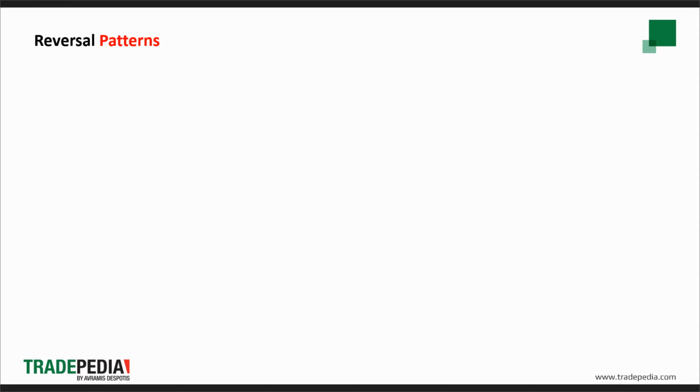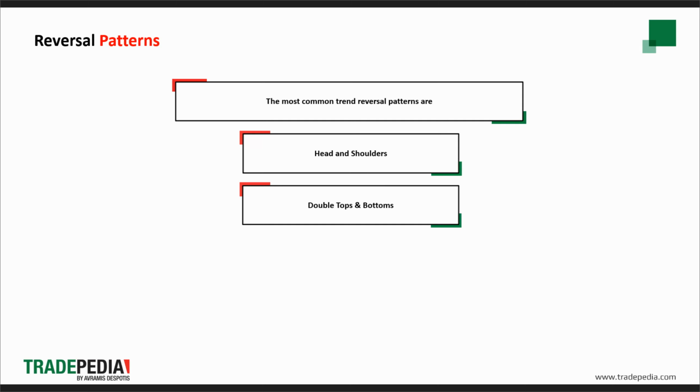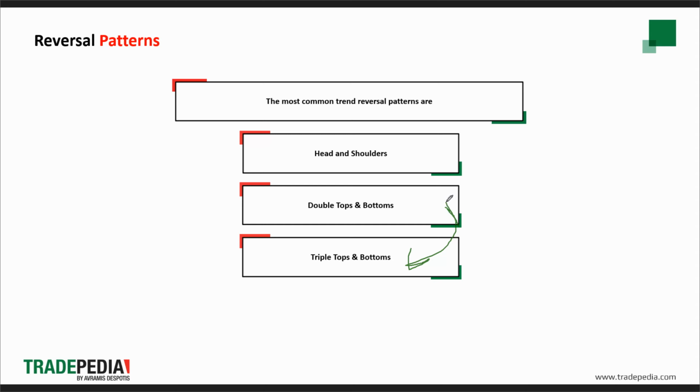So what are some of the common reversal patterns? The most common trend reversal patterns are head and shoulders, double tops and bottoms, and triple tops and bottoms. Again, like I said, these two are used interchangeably. Any questions so far about the definition and how to first and foremost identify reversal patterns? If no questions, I will move on.